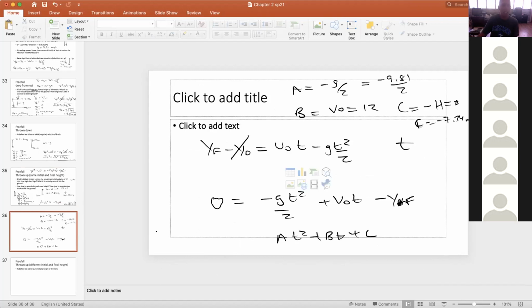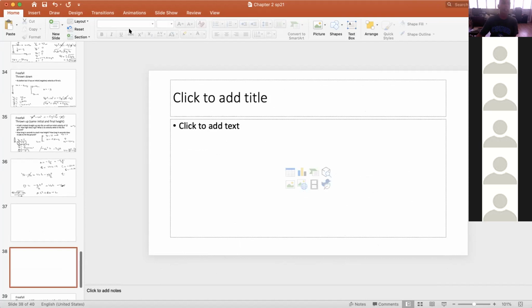And then you have a quadratic, which is negative b plus or minus square root of b squared minus 4ac over 2a, plugging those values in to get time. That's not bad if you're good at quadratics. You can do it. In fact, sometimes you have to do it. Or you could do this, which is much easier.